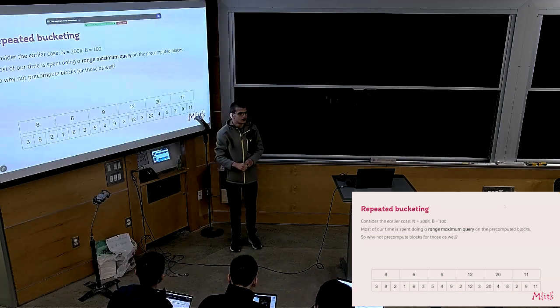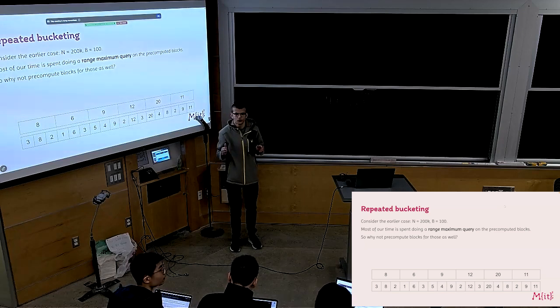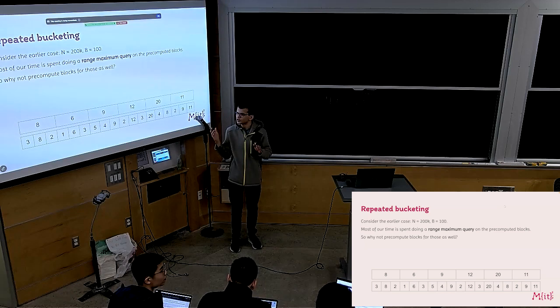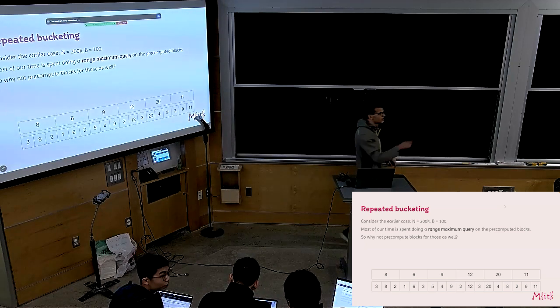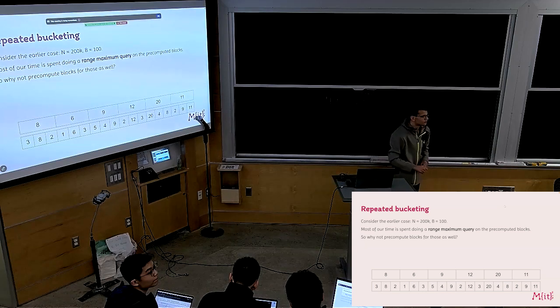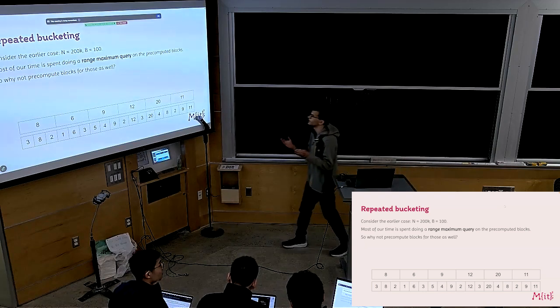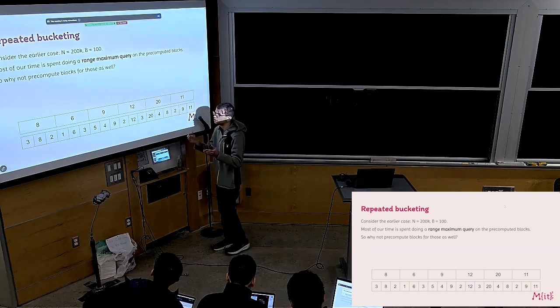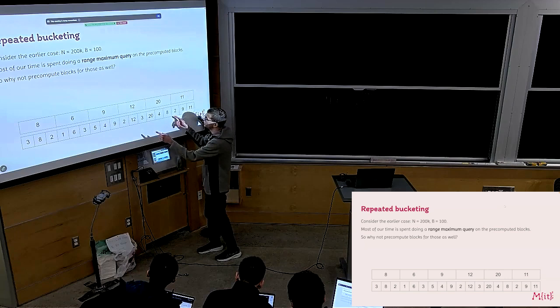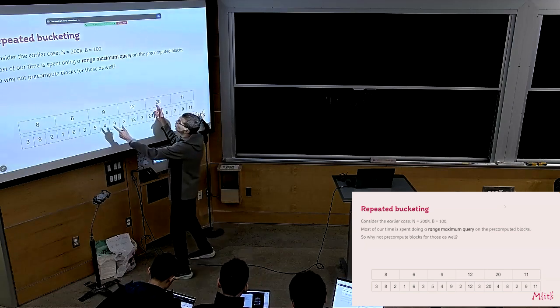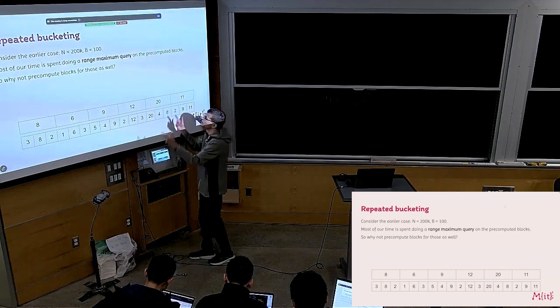Correct. So does anyone have an idea of how we could make this faster other than just by changing the parameters? Yes? Pre-compute blocks for each block. Well, yes, exactly. This is kind of a recursive problem. We came up with a data structure that can do a range maximum query efficiently. However, it has a sub-problem that is also just a range maximum query.